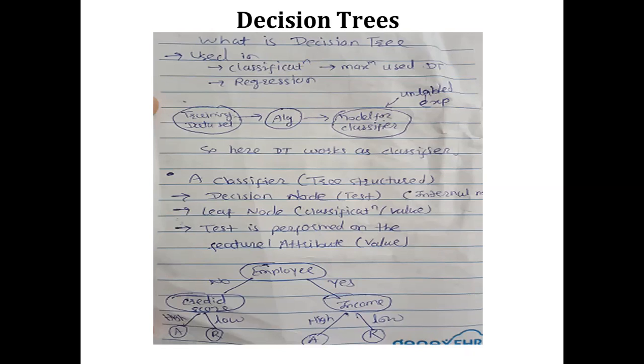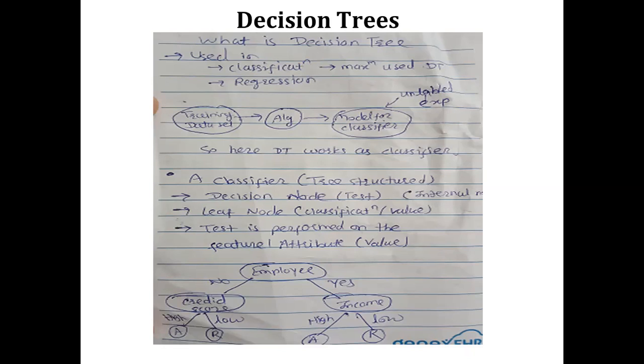So, is it clear what a decision tree is, where it is used, how it is used, and for what purpose? We give the training data set to the algorithm, which builds a model for the classifier, and that model is nothing but the decision tree. When we give unlabeled data or an unlabeled example to this classifier, it will give the class label to that unlabeled data.